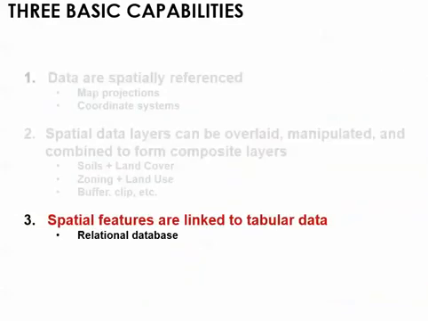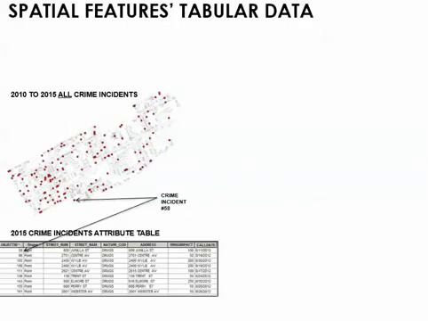The third capability of GIS is that spatial features are linked to tabular data using relational database. This is an example of spatial features tabular data. We're looking at a map that is showing all of the crime incidents that occurred between 2010 and 2015. Each point of that map has an attribute table, a spreadsheet, with a record that relates to that particular point on the map.